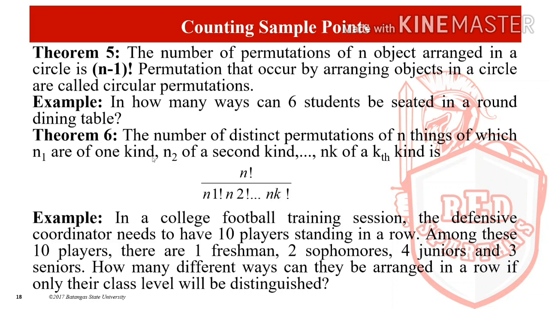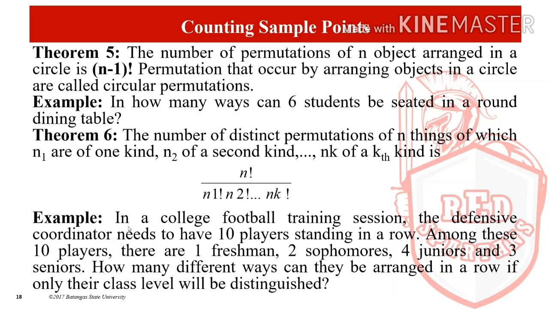The number of distinct permutations of n things of which n sub 1 are of one kind, n sub 2 of a second kind, up to n sub k of a kth kind. So, ito yung ating formula: n factorial over n sub 1 factorial times n sub 2 factorial up to n sub k factorial. So, yan yung ating theorem number 6.